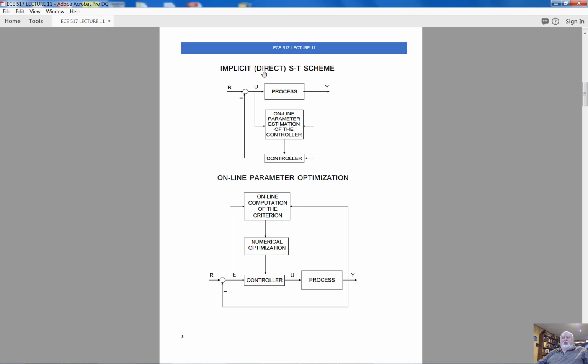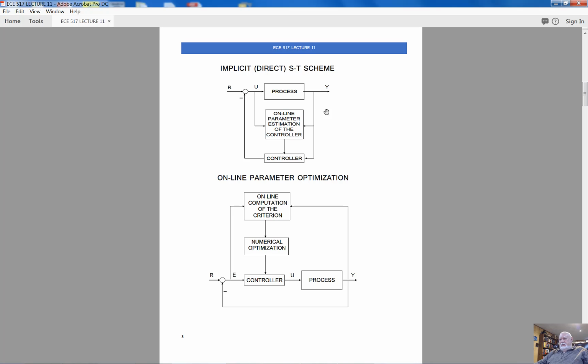So I would say word direct is a good word in application to this approach, because we are affecting parameters of the controller directly, not by first estimating properties of the control plant and then redesigning the controller and then changing parameters of the controller.